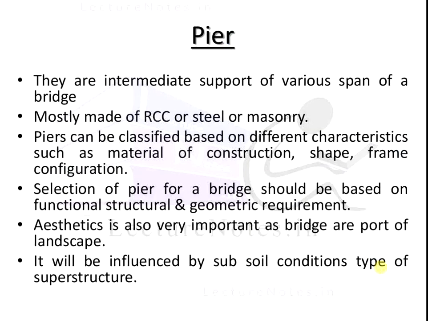Next point is the pier or column. They are the intermediate support of various spans of the bridge. The pier or column is an important part of the bridge structure, because without constructing a pier, we cannot construct the bridge.